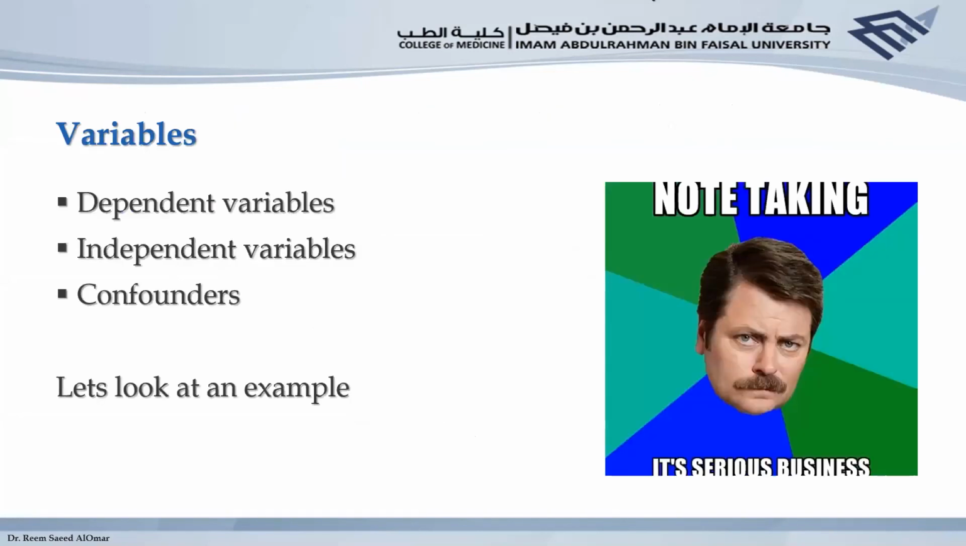Variables. Okay, so this is serious business. Take note. First, we have a dependent variable, which is our outcome. In this example it was child's birth weight.